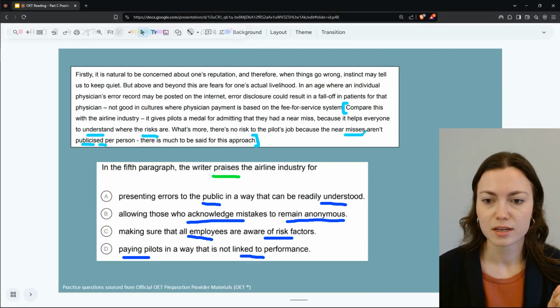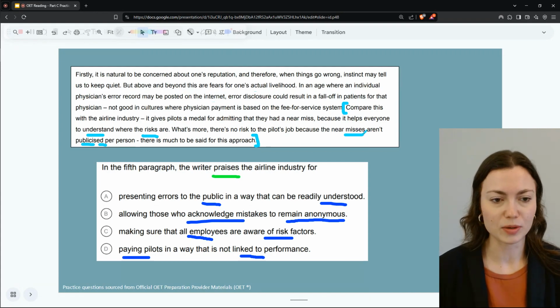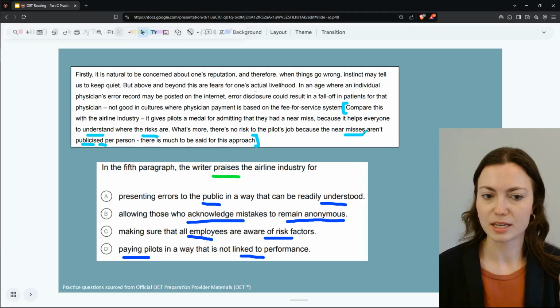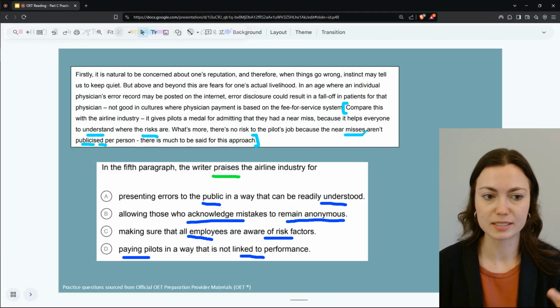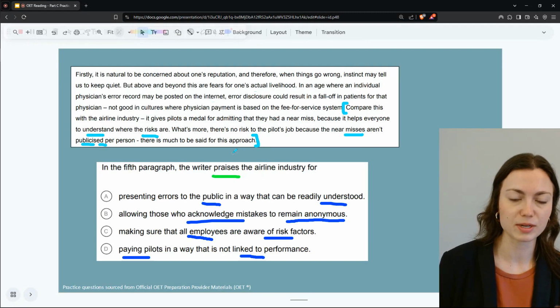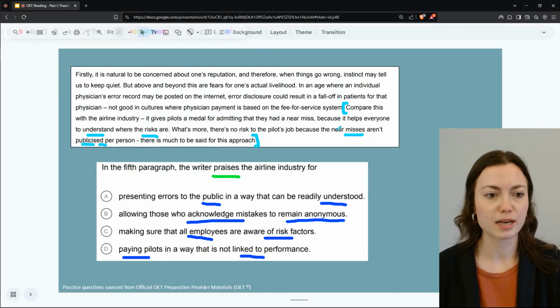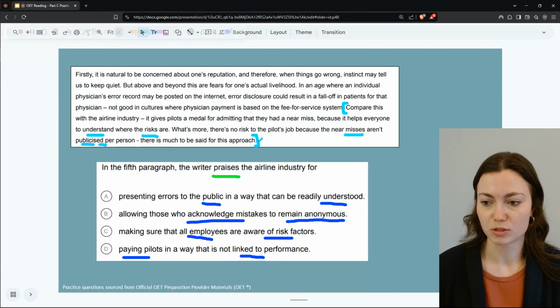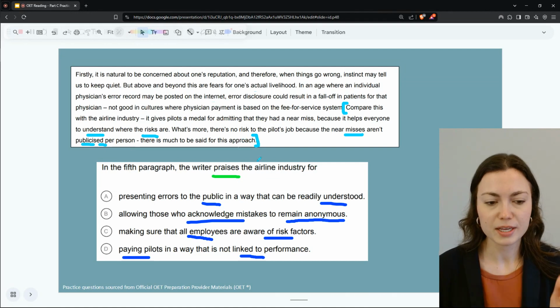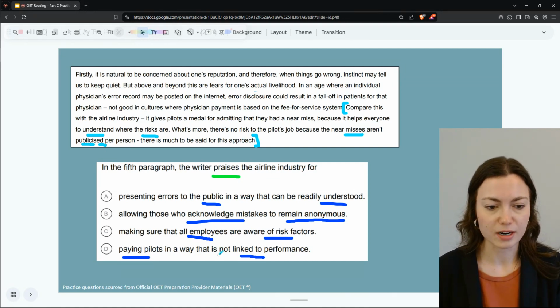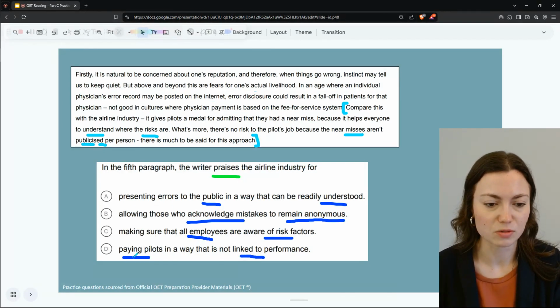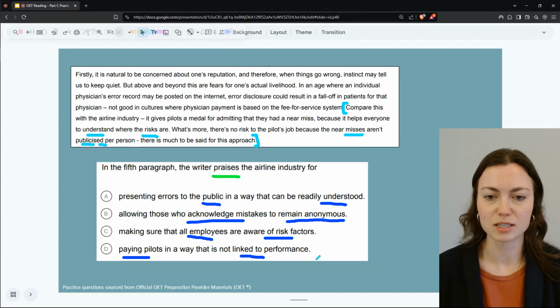What's more, there's no risk to the pilot's job because the near misses aren't publicized per person. So here we have a situation where they've stated two positive things in this sentence. Helping everyone to understand the risk, that's a benefit, and also the fact that they're not publicized. There is much to be said for this approach. Okay? So here's what's tricky. We can eliminate two, but we have to carefully read for the other two.